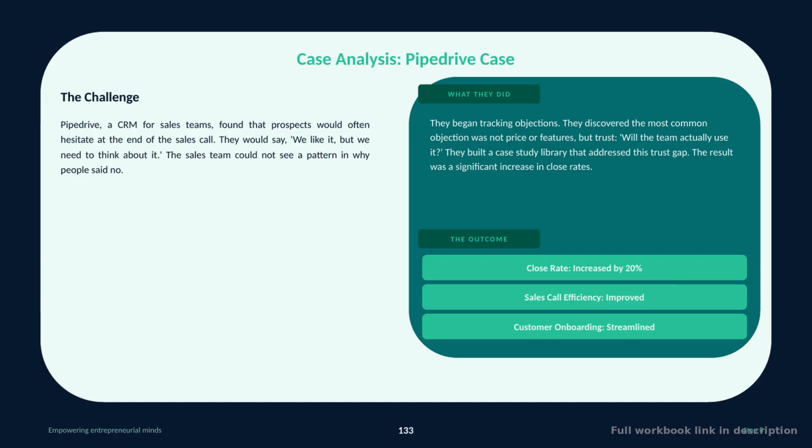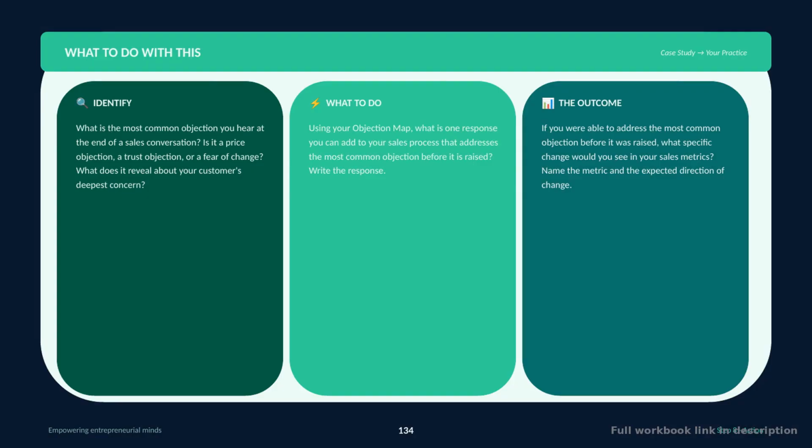They built a case study library that addressed this trust gap. The result was a 20% increase in close rate, improved sales call efficiency, and streamlined customer onboarding. Now apply this. First, identify. What is the most common objection you hear? Is it price, trust, or fear of change?